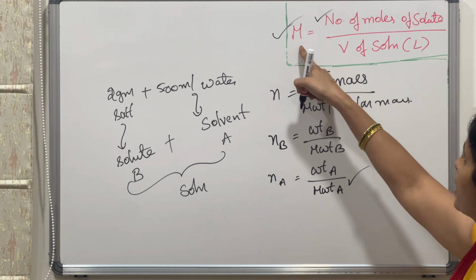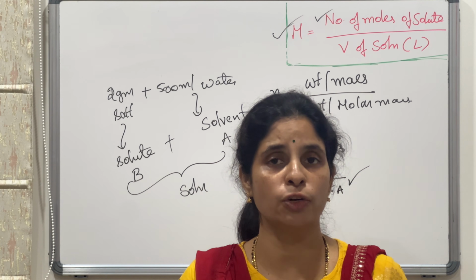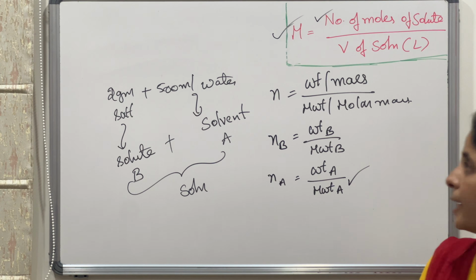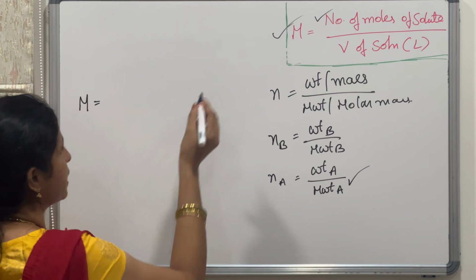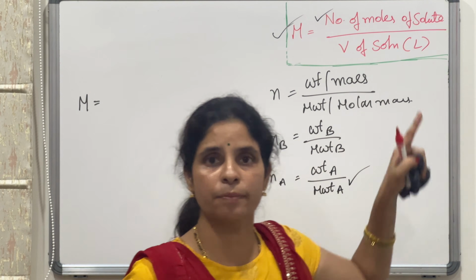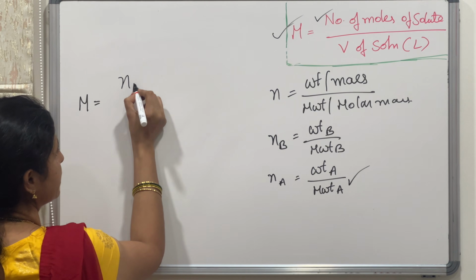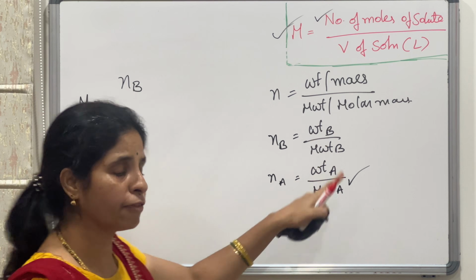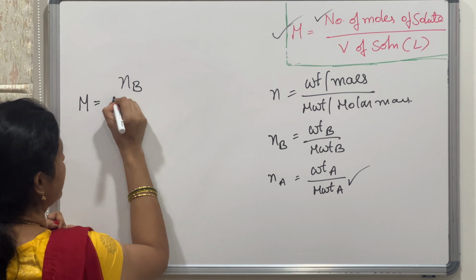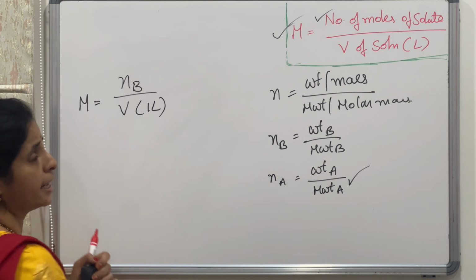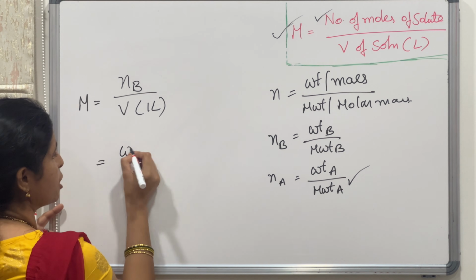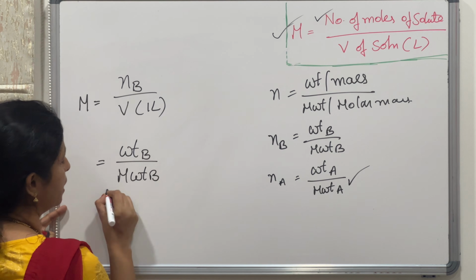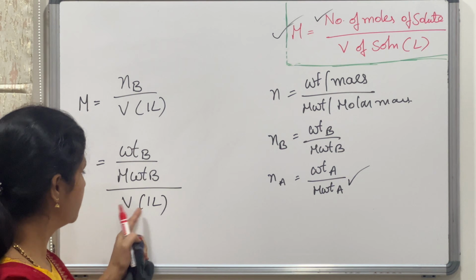Now what is molarity? Number of moles of solute dissolved in 1 liter of a solution. We'll discuss the formula clearly. Molarity is equal to the number of moles of solute, that is nB. nB is nothing but weight of the solute by molecular weight of the solute. So nB by V, volume of the solution in liters. So nB means weight of B by molecular weight of B divided by volume in liters.